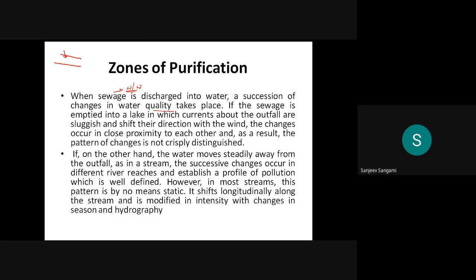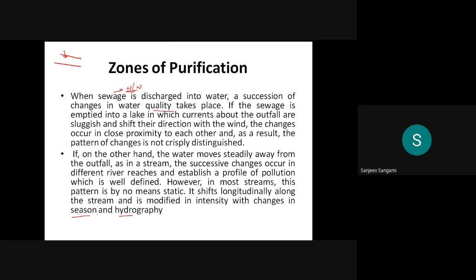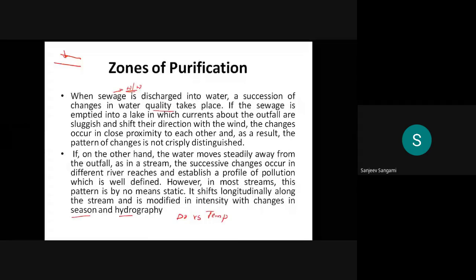Means it depends on the kind of river, how exactly it is happening. It shifts longitudinally, along the length of the stream, and it may be modified intensively by seasons as well as the hydrography. It may change, as I already discussed at this point: the summer season, how exactly the pattern is going to happen, the rainy season, and the winter season. Because of DO versus temperature, we already know how exactly things are happening.